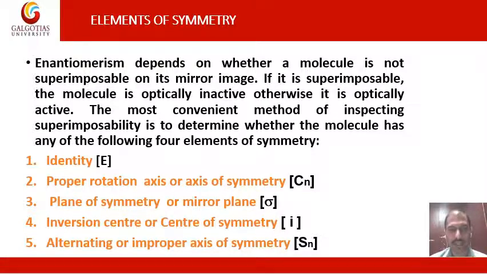There are different elements of symmetry, like identity, but because this is the same and we do not do anything with it, it is generally not considered most of the time. But there are four important symmetry operations: proper rotation axis or axis of symmetry, plane of symmetry or mirror plane, inversion center or center of symmetry, and alternating axis of symmetry. We will discuss these one by one next.